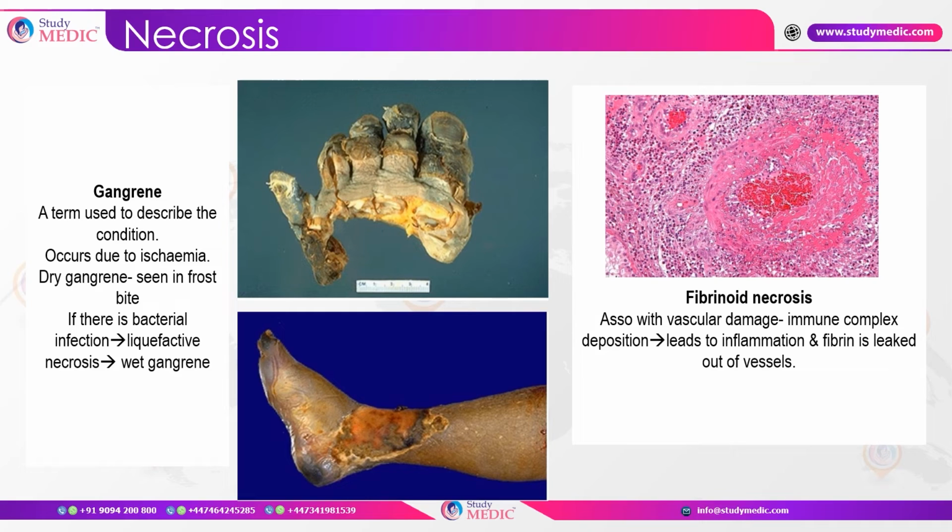Then you have fibrinoid necrosis. This is associated with vascular damage. Typically there is deposition of immune complex. This deposition leads to inflammation, and because of the inflammation, fibrin is leaked out of vessels. Now this fibrin under H&E stain has a typical bright pink appearance, and because it looks very similar to fibrin, the pathologists call it fibrinoid necrosis.